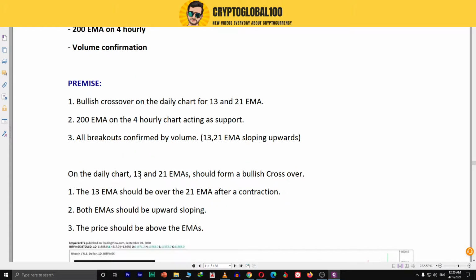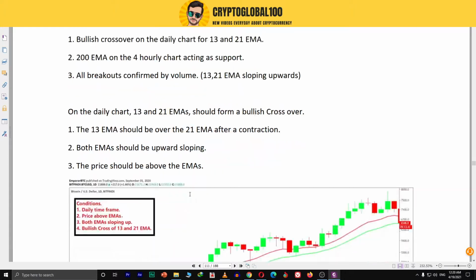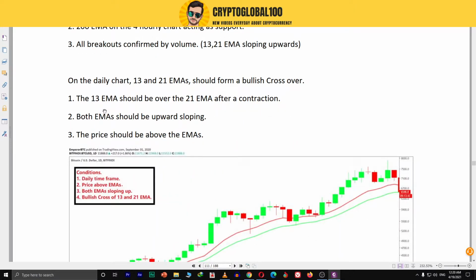The 21 EMA is sloping upwards. On a daily chart, the 13 and 21 EMAs should form a bullish crossover. The 13 EMA should be over the 21 EMA after a contraction. Both EMAs should be upward sloping. The price should be above the EMAs.